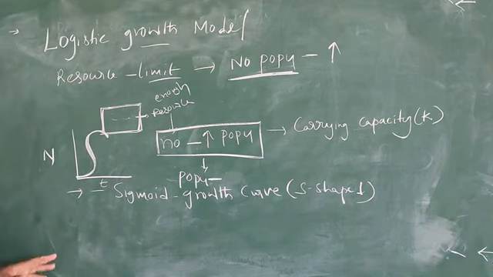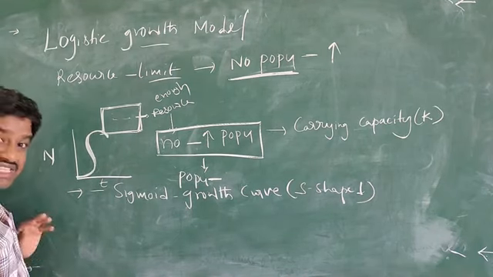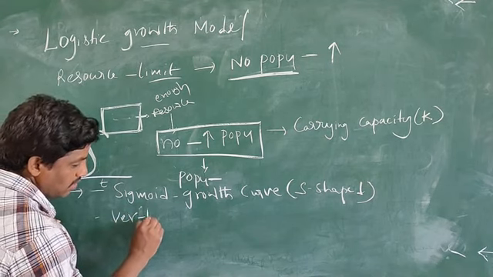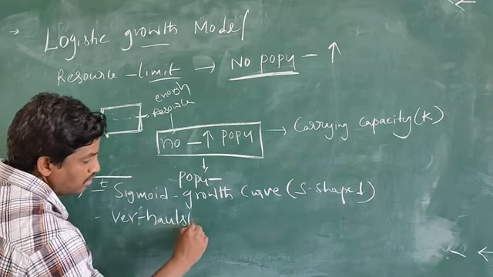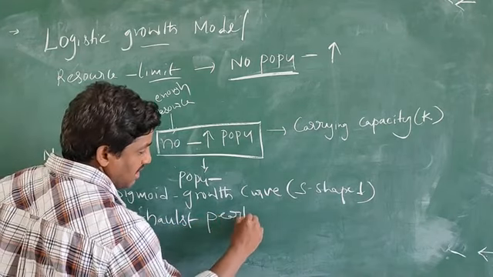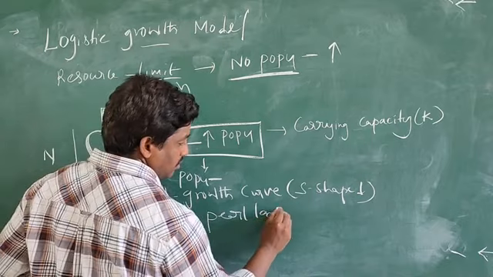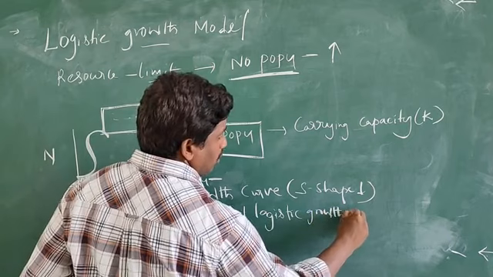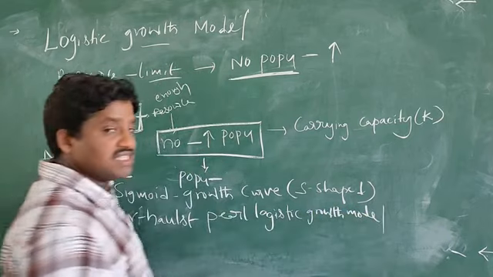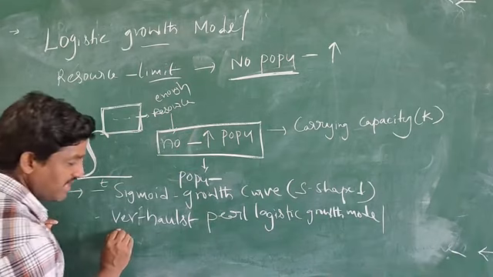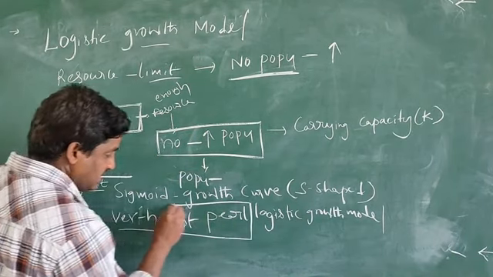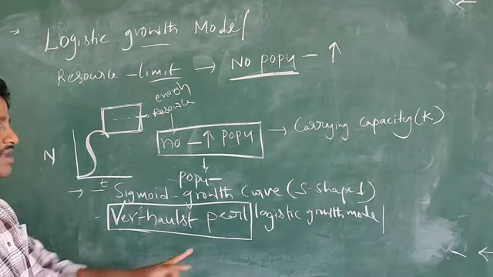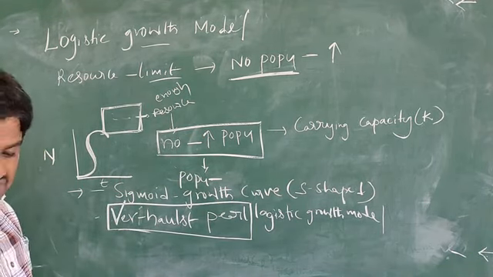This sigmoid growth curve model was discovered by scientists Verhulst and Pearl, so it is called the Verhulst-Pearl logistic growth model. The scientists Verhulst and Pearl discovered this model. So that's why we call it the Verhulst-Pearl logistic growth model in such a situation.